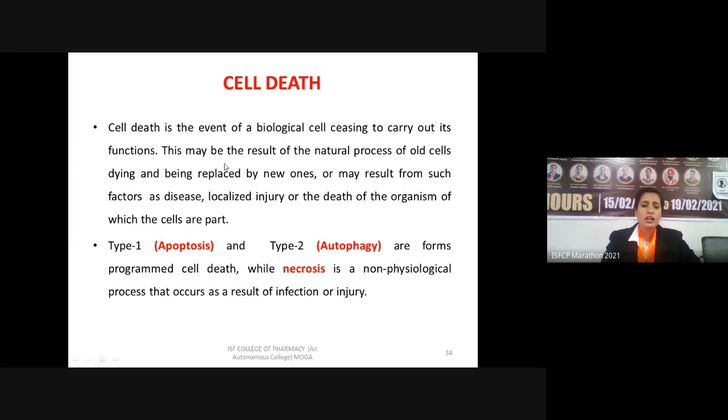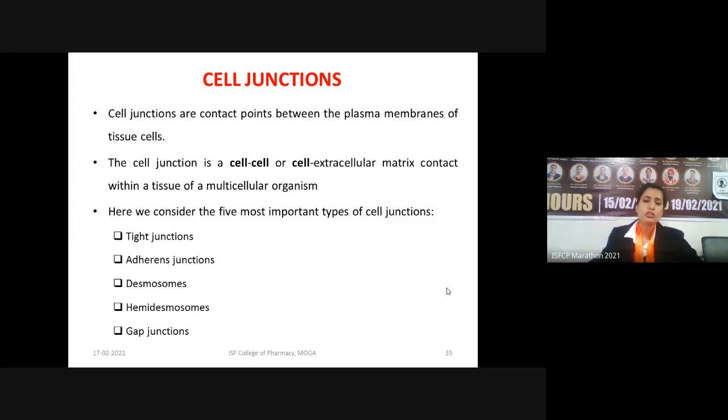Another one we have is necrosis. So what happens in necrosis? Necrosis is the unprogrammed cell death. In necrosis there may be the sudden death of the cells. Necrosis results from any injury, or it may result from any process of infection. It is a non-physiological process. So, with that, our cell division is completed.